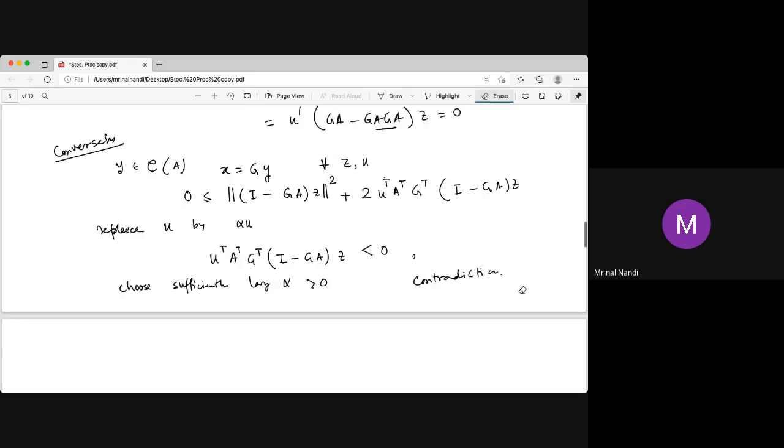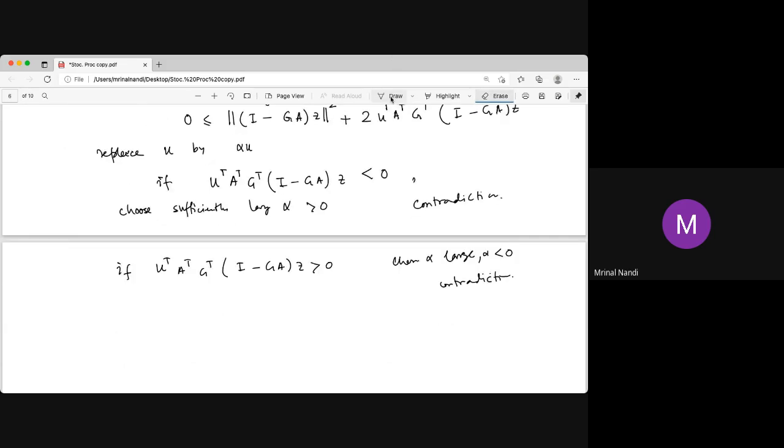Now similarly, we can take, if U transpose A transpose G transpose (I minus GA) Z is positive, then choose alpha large and negative. In that case, again contradiction, can't be positive. So what happened? That means this part is 0. Product term is 0. We proved that product in the previous part, that the product term is 0 using GA transpose equal to GA. But here we prove it from the minimum norm, because it is a minimum norm. This part cannot be positive, cannot be negative, because this plus something norm is greater than or equal to 0. This proves this is 0.